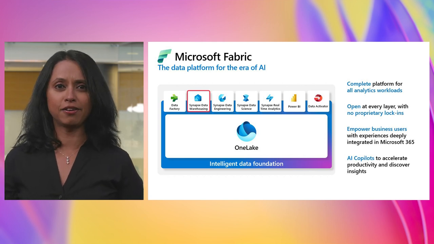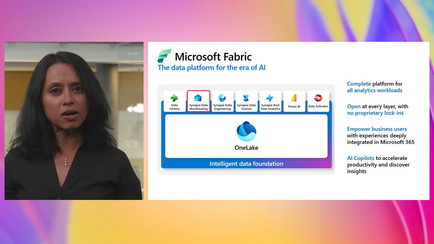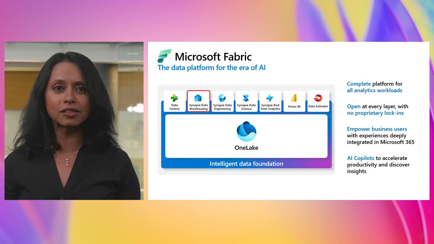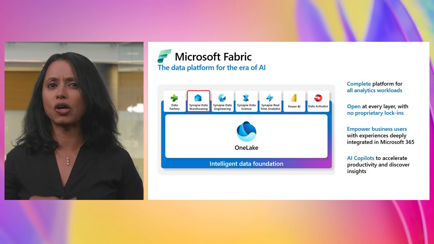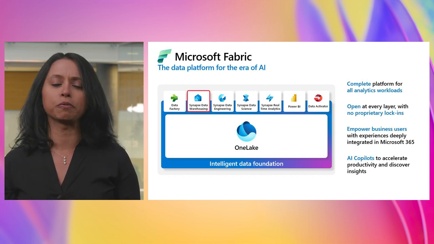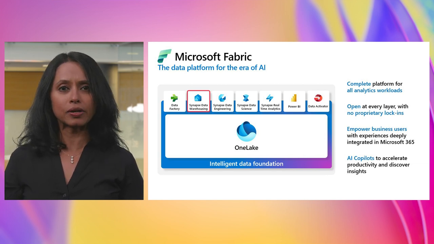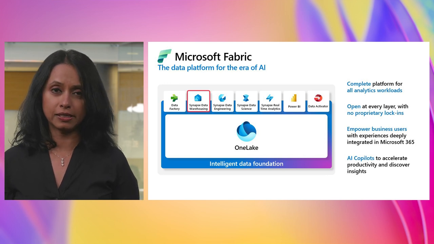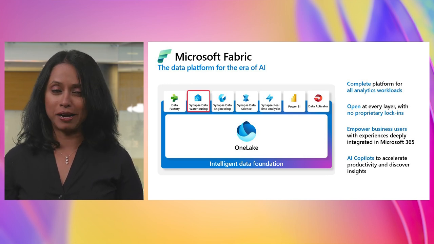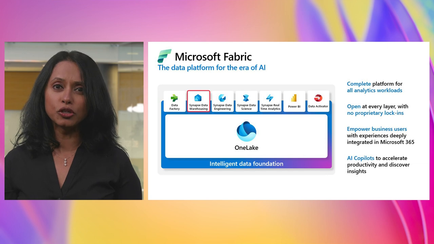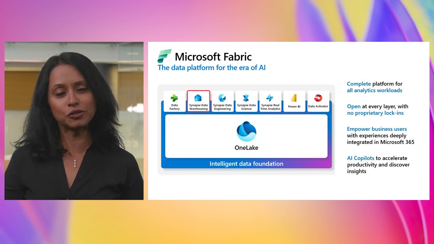Fabric reduces the pain of integration and facilitates better collaboration with a solution that makes it easy to connect and use different analytics tools your team needs. It is open at every layer with no proprietary lock-ins. Fabric empowers business users with deeply integrated Microsoft Office and Teams experiences. And it delivers AI copilots to accelerate analytics productivity, discover insights, and enable you to create custom ChatGPT solutions with your data. Now, let's talk about Synapse Data Warehouse in Fabric.